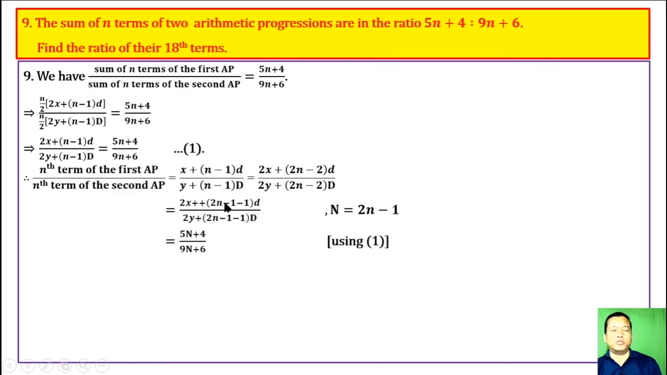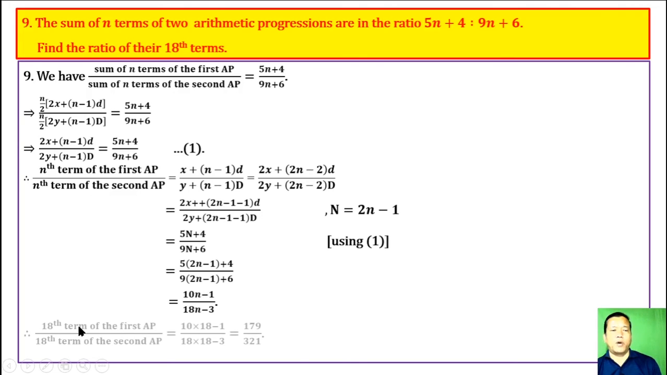Therefore, if we put this n, we get this. Using 1, we get this. Then giving n whose value is twice n minus 1, we get this. Simplify, we get this, which is the required ratio. Therefore, put n equal to ith, and we get 179 by 321, which is the ratio of their ith terms.